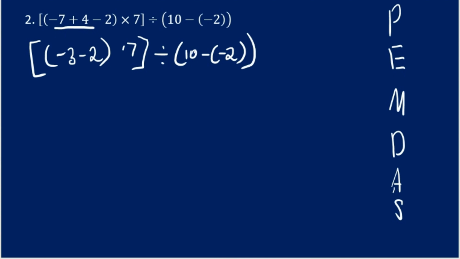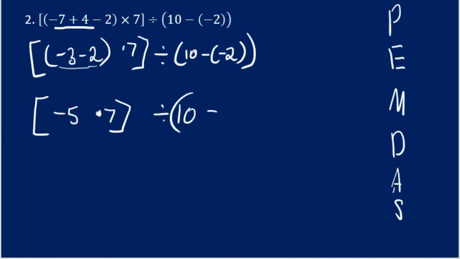Now we still need to solve this part. So negative 3 minus 2 is going to be negative 5 times 7, divided by 10 minus times negative 2. And then negative 5 times 7 would be? Negative 35. And then divided by, okay, so we're done with this whole half of the question.